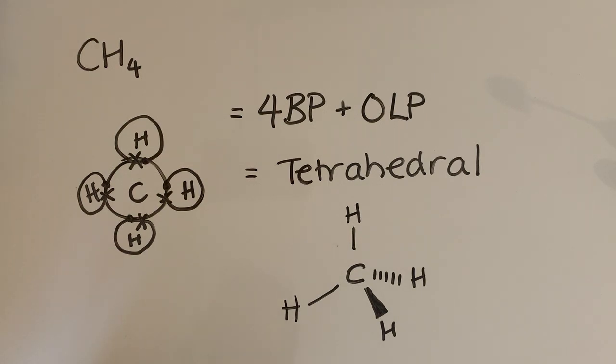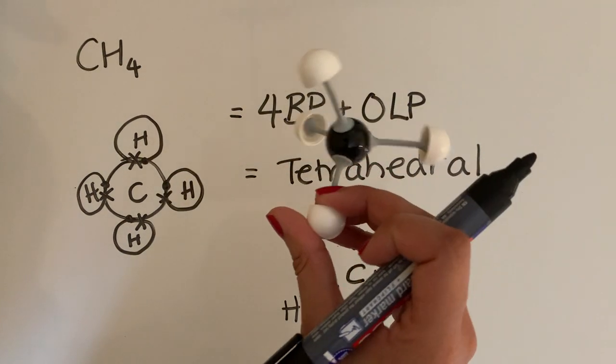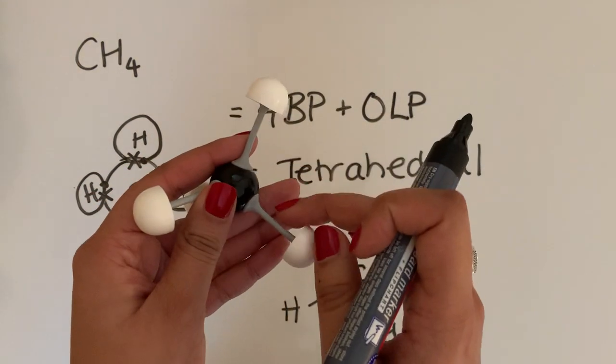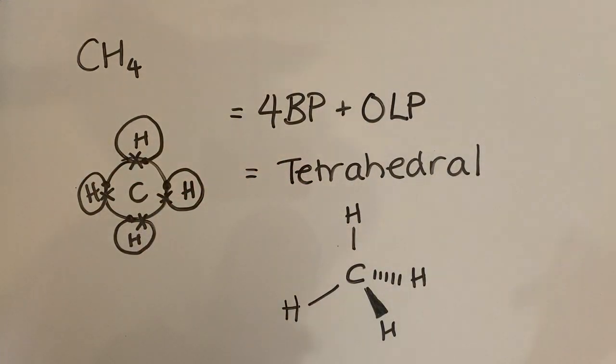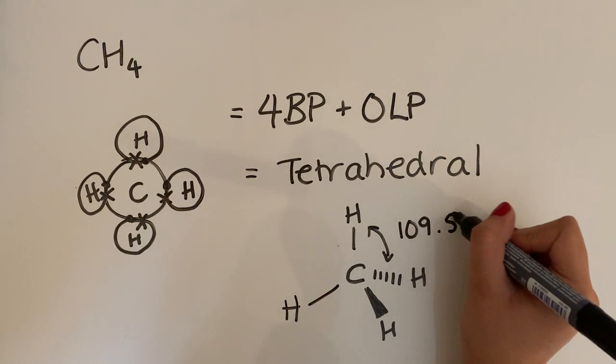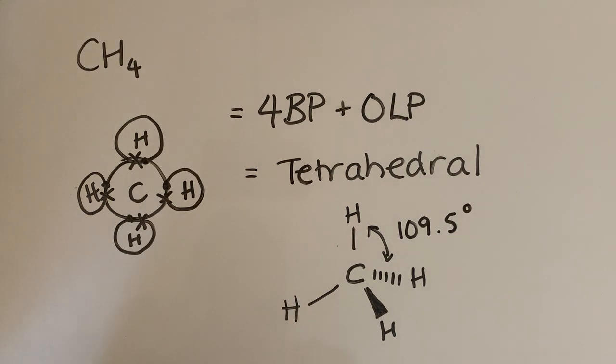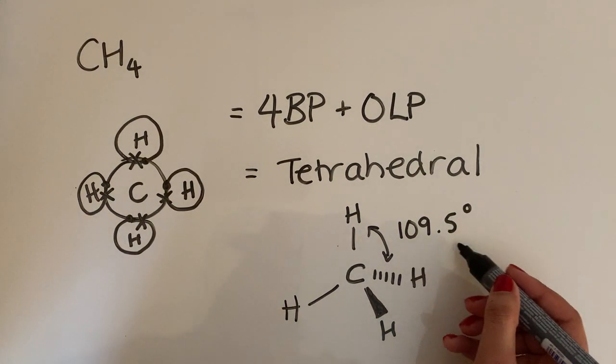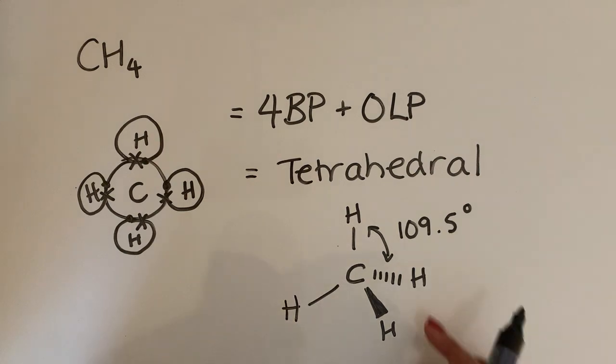Not only do you need to know the shape names, you also need to know the bond angles. The bond angle between all of them just means how far the bonds are from each other. For tetrahedral, the bond angle between all of them is 109.5 degrees. So with tetrahedral, this is the bond angle associated with it. All of them have 109.5 degrees between them.